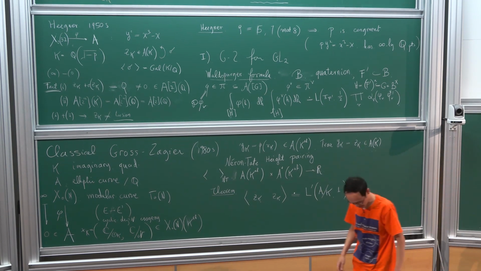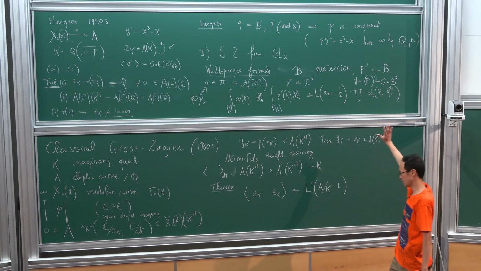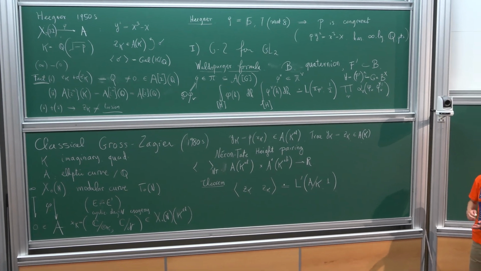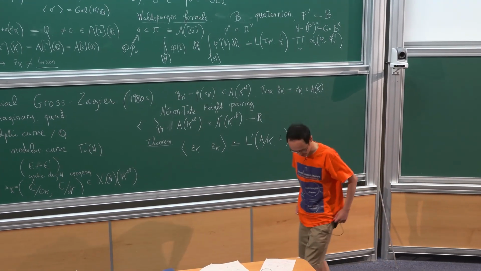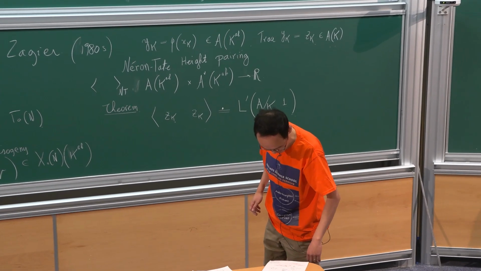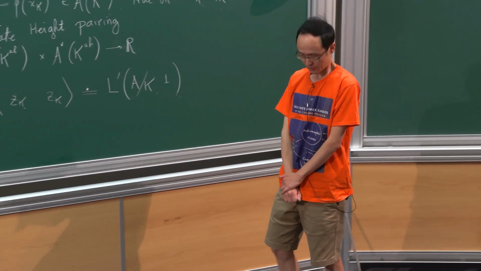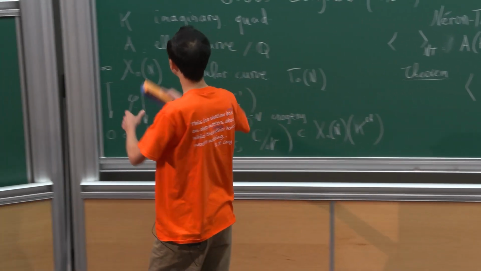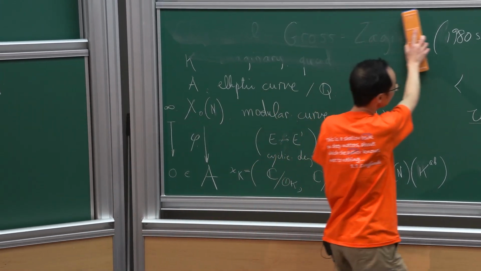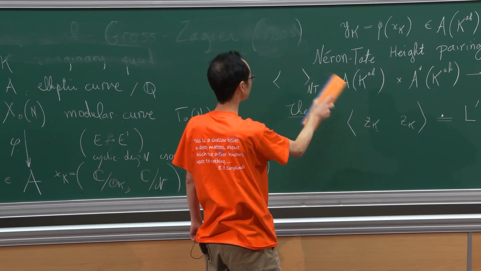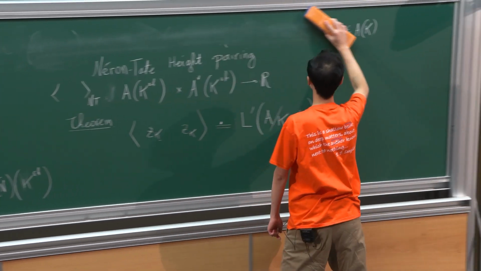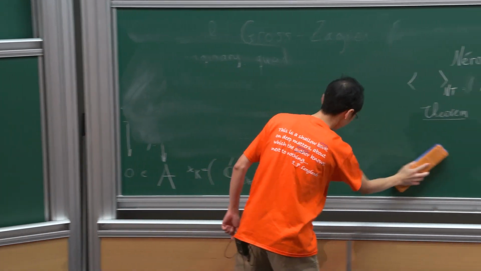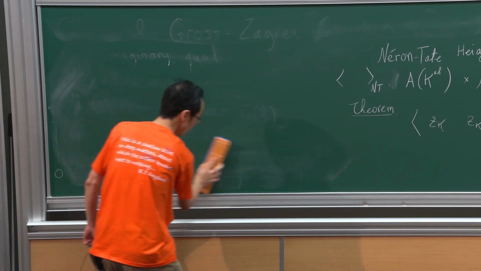So I want to move to the, so far we only used Shimura curves, so only one-dimensional Shimura varieties. Now we want to go to the higher-dimensional situation. One thing, I think one very technical issue is what I wrote here, the Néron-Tate height pairing. So let me take a short detour and recall a little bit about the height pairing.